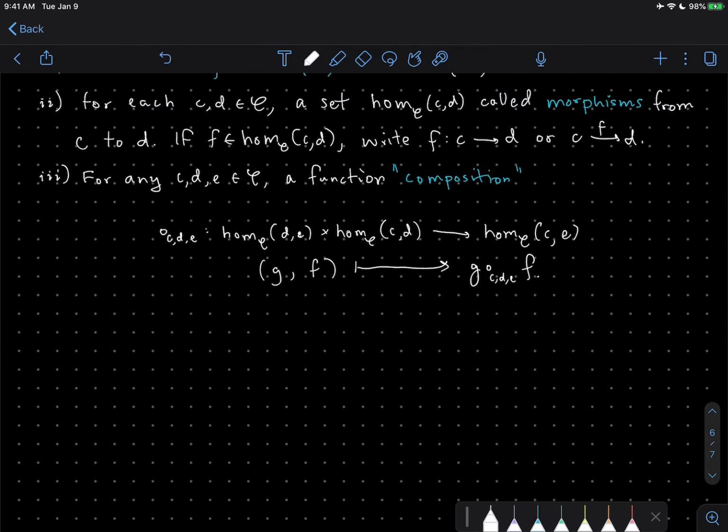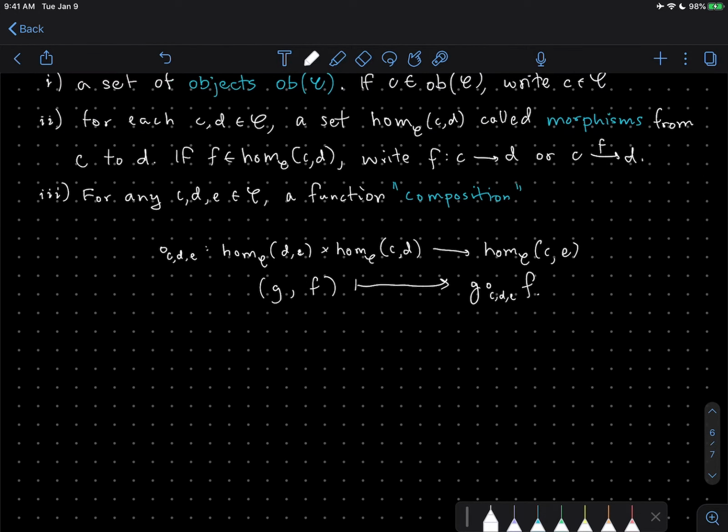All right, these are going to be subject to a few conditions. So these data are subject to the following conditions. All right. So the first condition, say condition 1, composition is associative.